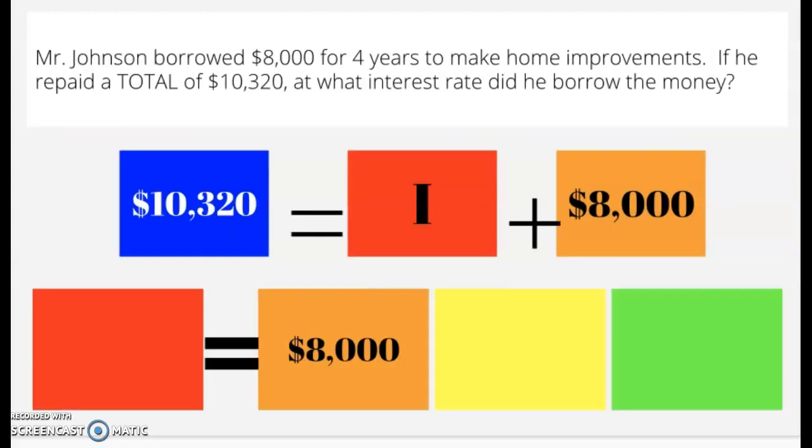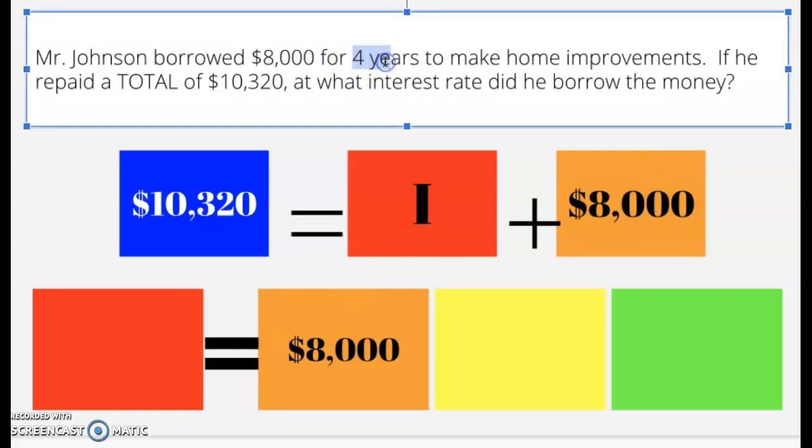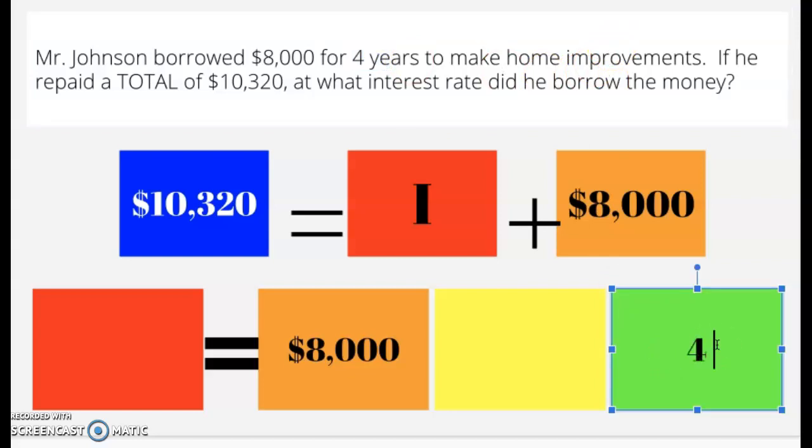Let's do one more. Mr. Johnson borrowed $8,000 for 4 years to make home improvements. Okay, so let's think about that. We've got $8,000, that's our principal. So our principal is this orange box that goes there. Then we've got 4 years. Well, that's going to be time, so that's going to be in our green box. So we'll put that there.